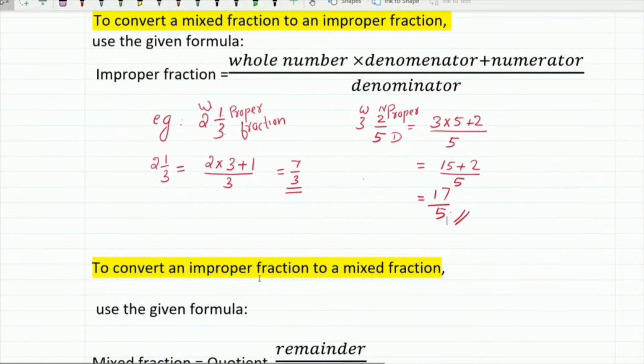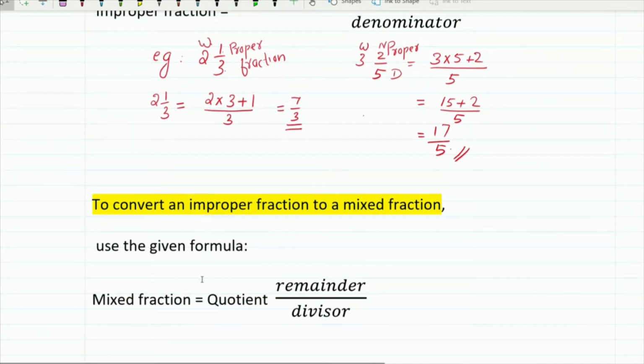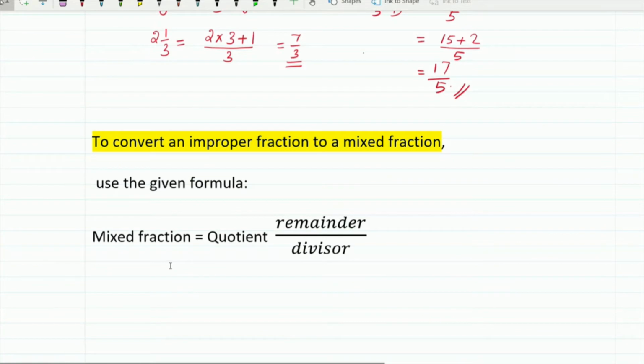Now next we can go to how to convert an improper fraction to a mixed fraction. Here the formula given is mixed fraction is equal to quotient and remainder by divisor. So we can take some examples and we can convert it into mixed fraction. So we have to take that improper fraction. Improper fraction always numerator is greater than the denominator. So here 17 by 3 I have taken improper fraction.